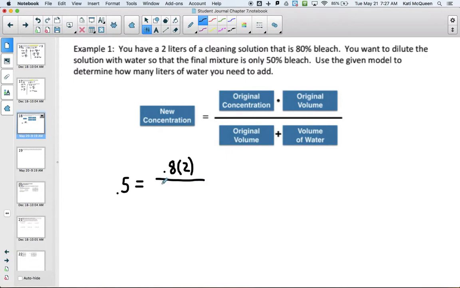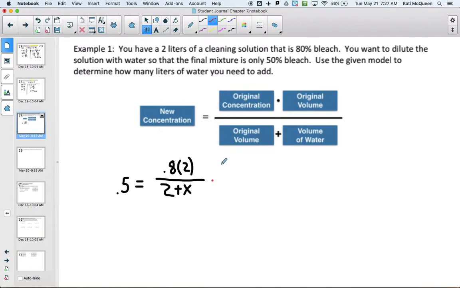Divided by my new volume, which is 2 liters plus x. This x is how much water we have to add. So this is accounting for how much solution we're going to have after we add more water. The amount of bleach is not changing, that's this here, but we're adding x because this is what our new total volume is going to be, and we want to do that until we end up with 0.5. So this is actually pretty simple to solve.